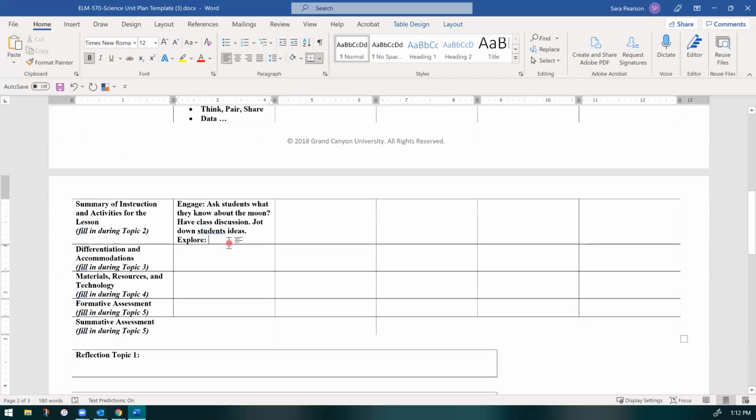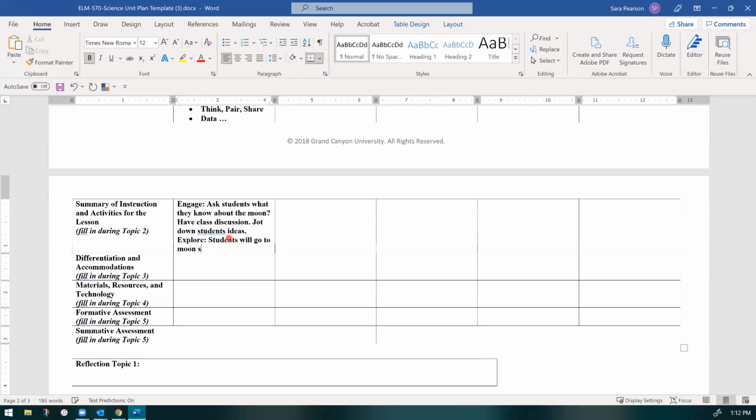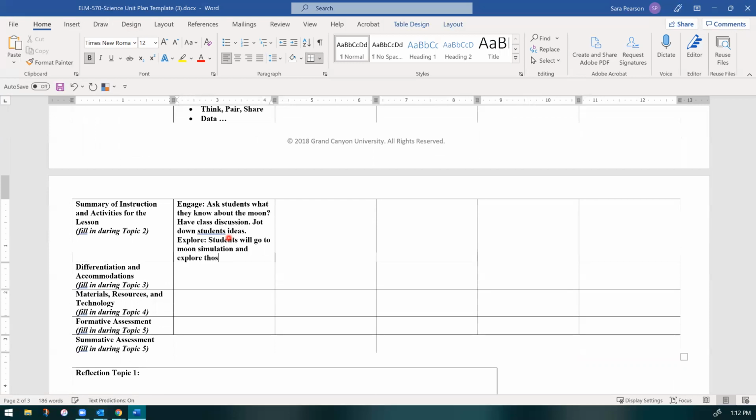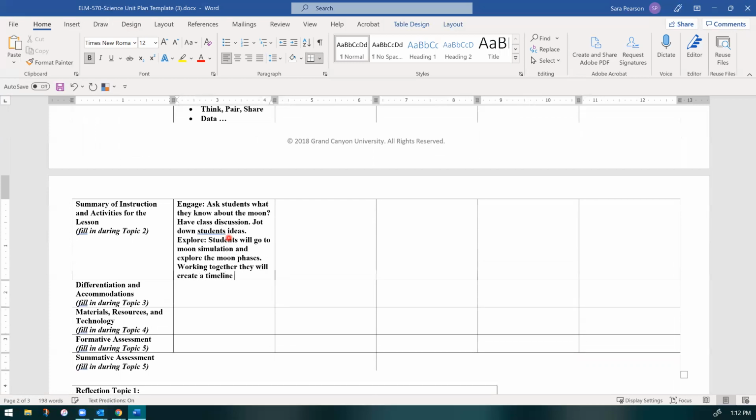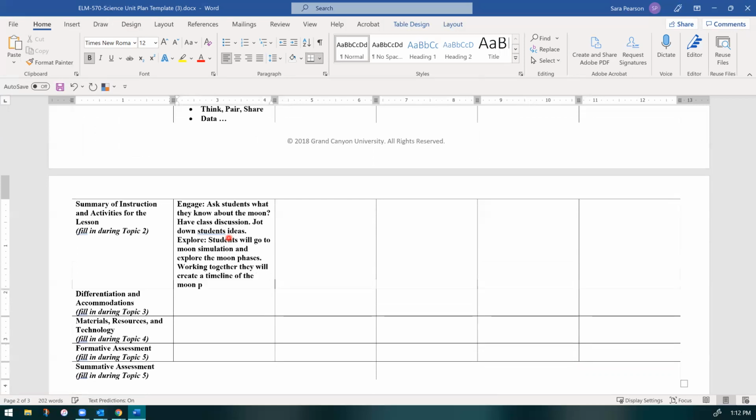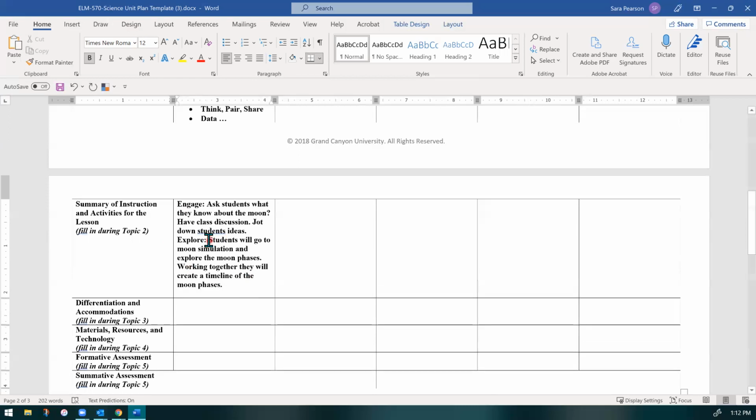And then here you're going to explain that. Students will go to the moon simulation and explore the moon phases. Working together, they will create a timeline of the moon phases. So see how I'm giving you a really good level of detail on what this lesson is going to look like.